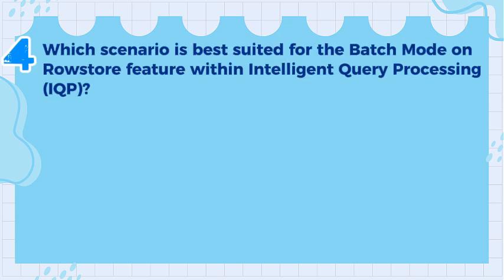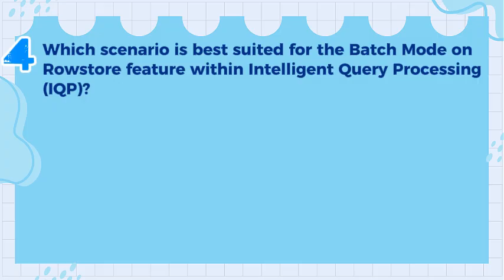Question number 4. Which scenario is best suited for the batch mode on row store feature within Intelligent Query Processing, IQP?